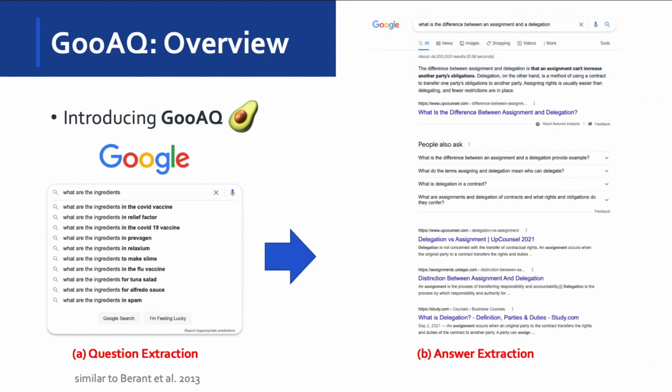Our extracted questions, because of their popularity, often trigger answer boxes in the search result containing the response deemed best by Google, which we extract as the answers to our questions. Subsequently, we conducted a human evaluation on our collected data, where our annotators deemed them to be of high quality.